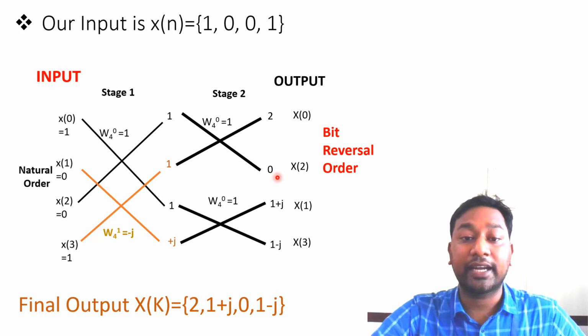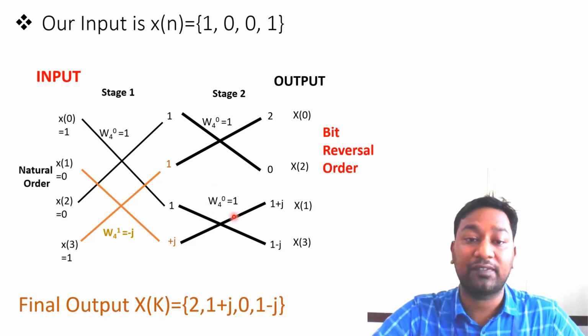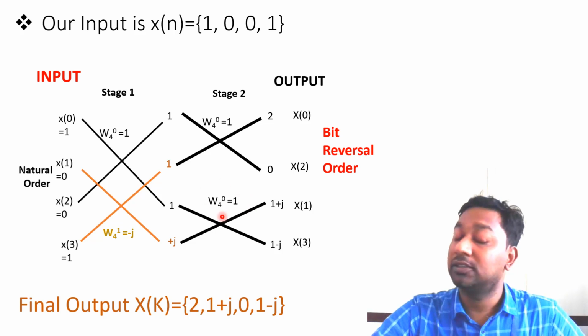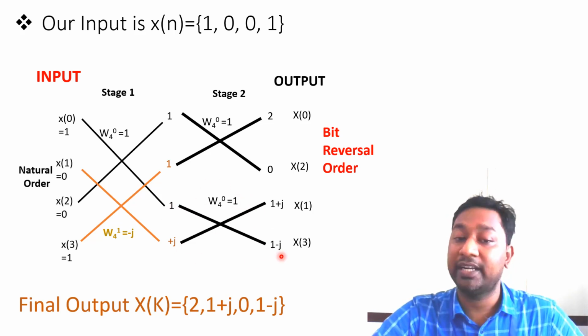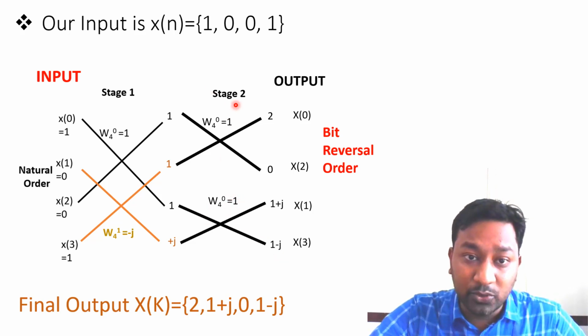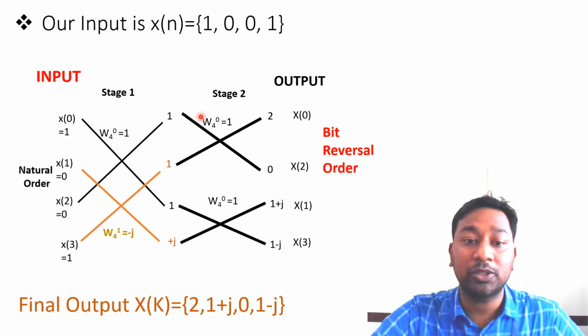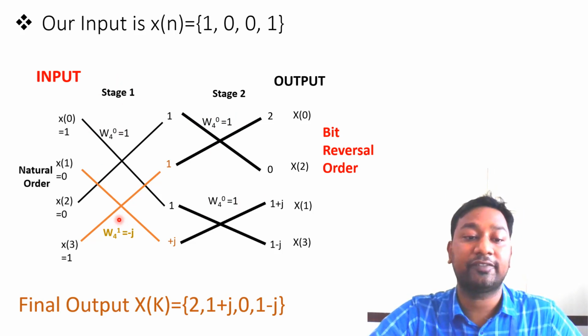And stage 2, second one is simple: 1 minus 1 into omega 4 to the power 0, that is 1, so the answer is 0 only. Similarly, for this butterfly, the twiddle factor associated with 1 plus j and 1 minus j is the same, 1. So in stage 2, the twiddle factor values are both the same, but in stage 1, the twiddle factor values are different. So that is the important thing you note down.